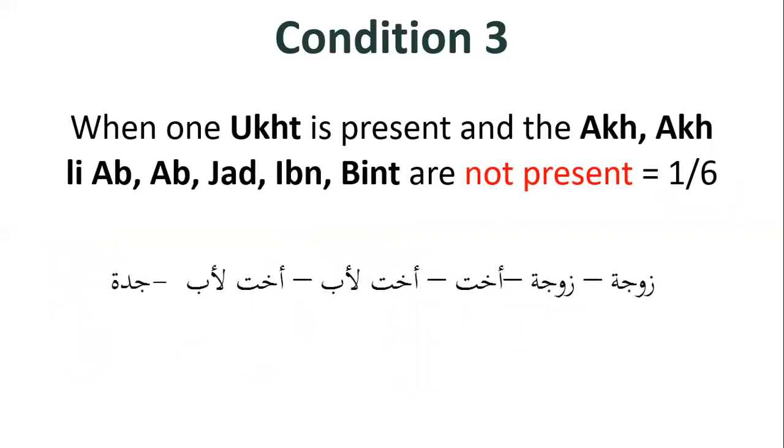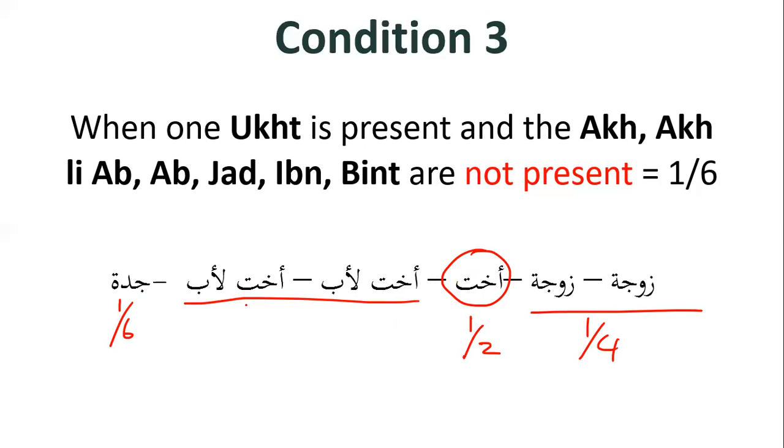Another example for condition number 3. Again, the condition reads, when one ukht is present and the akh li ab, abjad ibn, bint are not present. So let's go through this question again. Zawja 1/4. Jadda will receive 1/6. Now we have here one ukht who will receive half, and therefore the remainder of 1/6 will go to the ukht li abin. The ukht li abin, when one ukht is present. So over here, when one ukht is present and 1, 2, 3, 4, 5, 6 are not present.